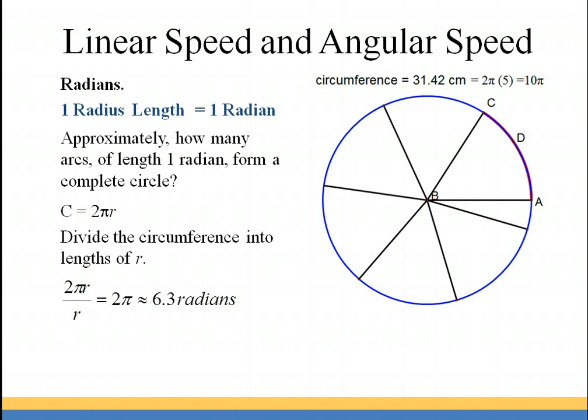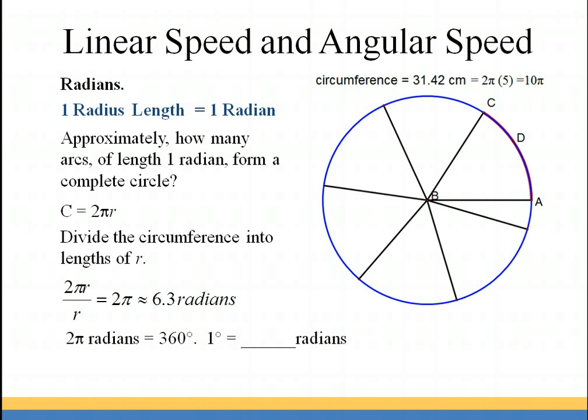So that means that we have 6.3 radius lengths of arc lengths going around the circle. So I drew that on this diagram here, and you can see that we have 6 arc lengths that are the same, and then a little bit more, which is the 0.3 radians. So what we can say is that 2 pi radians is equal to 360 degrees.